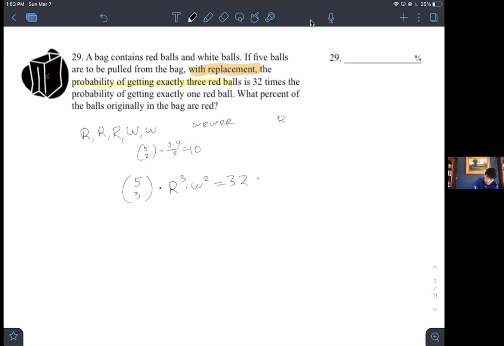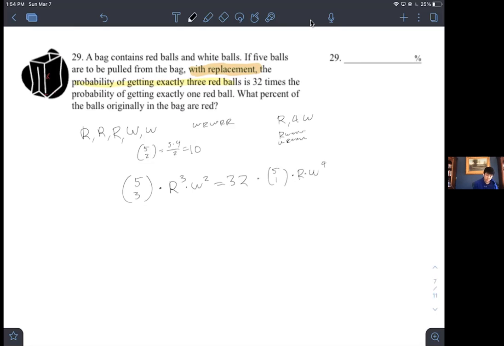So 1 red ball would be 1 red and 4 whites. And so there's 5 ways to order this time. For example, we could have red, white, white, white, white, or white, red, white, white, white. So there's 5 different ways to get 1 red and 4 whites by pulling out 5 balls. So then this equals 5 choose 1 times R times W to the 4th.